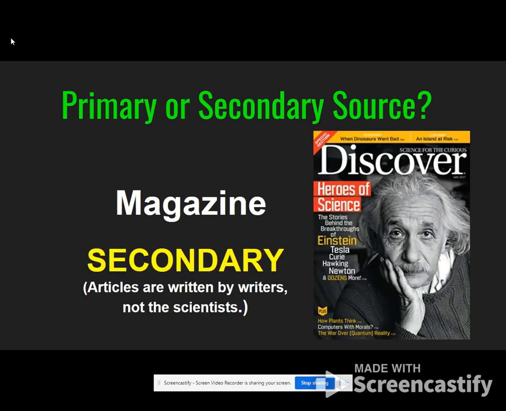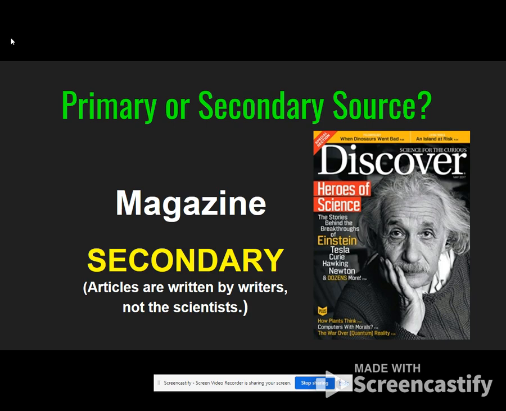A magazine. Most magazines are secondary sources, and that is because the articles in them are written by writers. Like in this case, it's not the scientist. This is a science magazine. The scientist is doing an experiment and then giving the information to a writer, and then the writer will publish that information in their own words. Therefore, it is a secondary source. The writer did not actually do the experiment themselves.